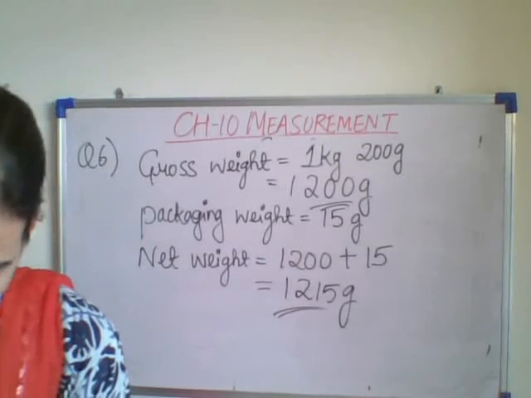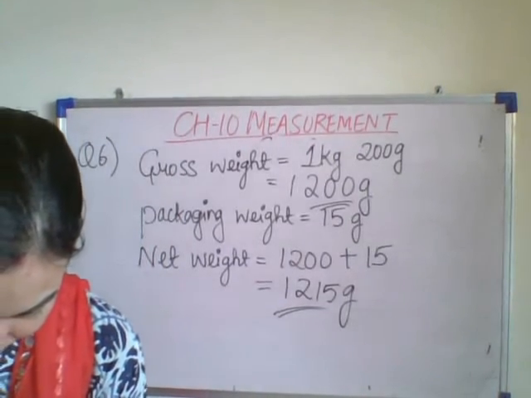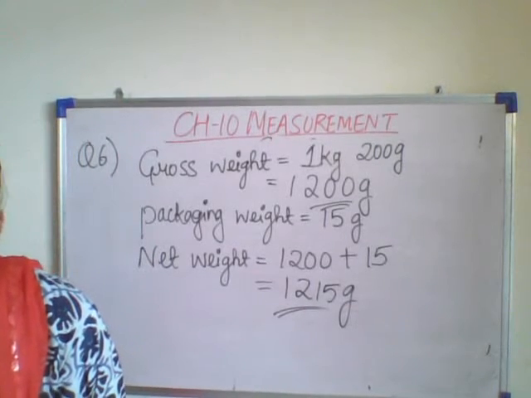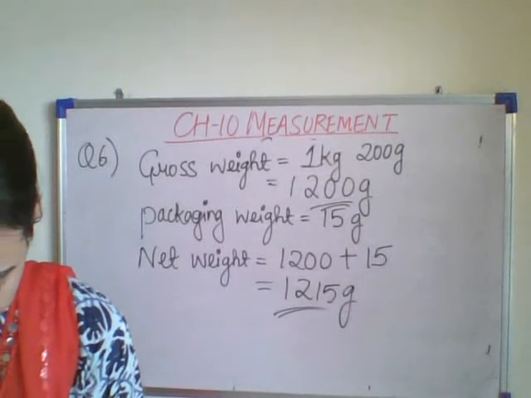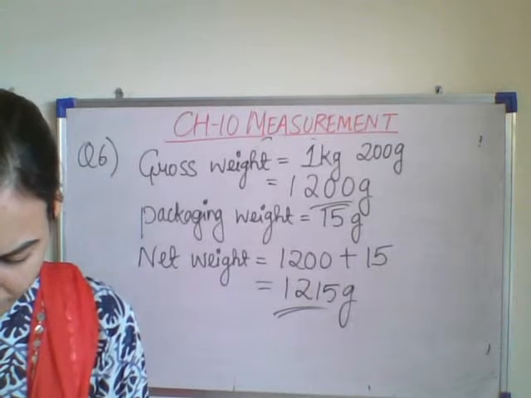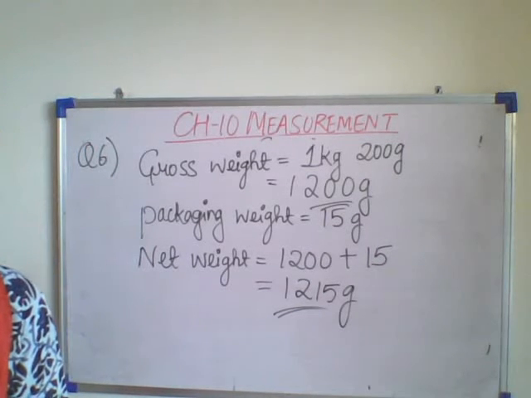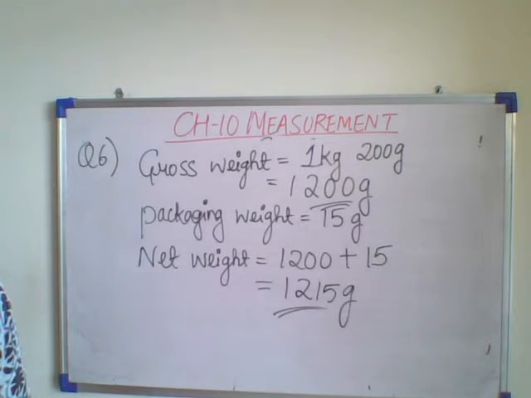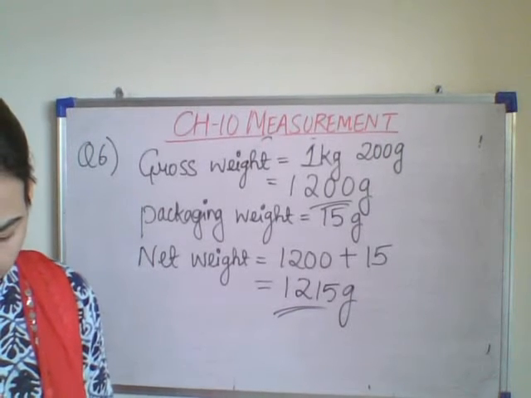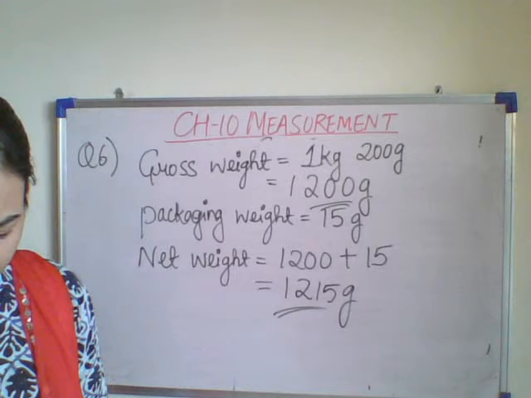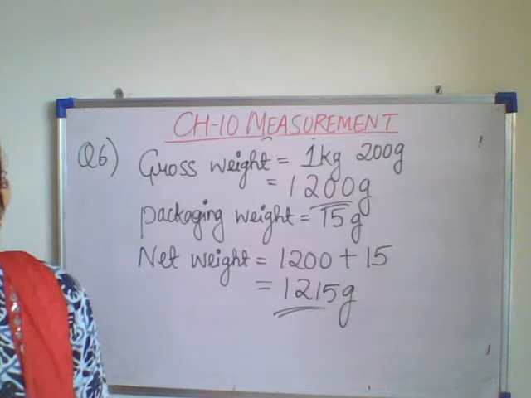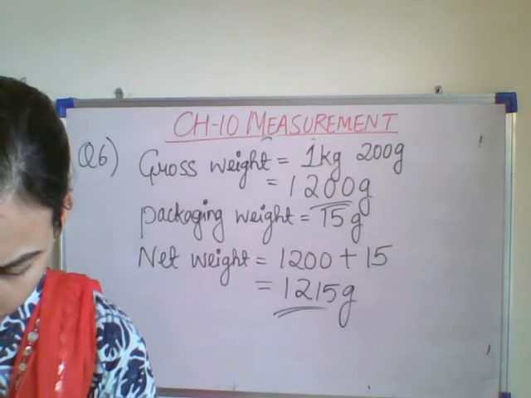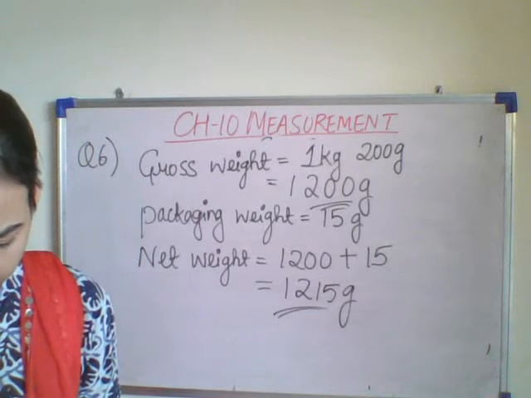Now let us do one more question. That is the question number 7. 15 bags of wheat were delivered at a grocery shop. The total weight being 144 kg 780 gram. If all bags contain equal amount of wheat, find the weight of each bag.